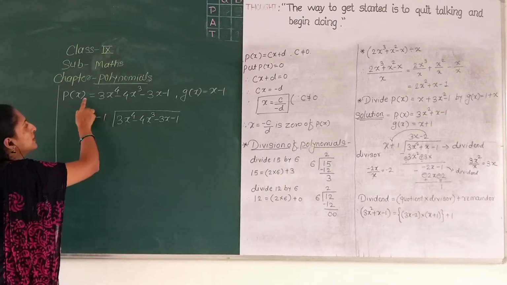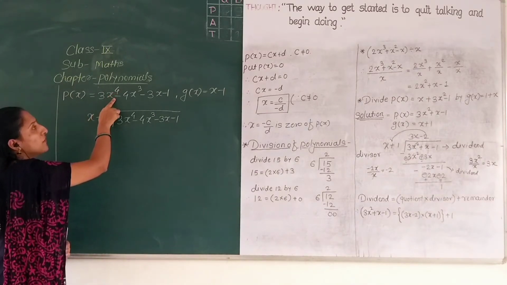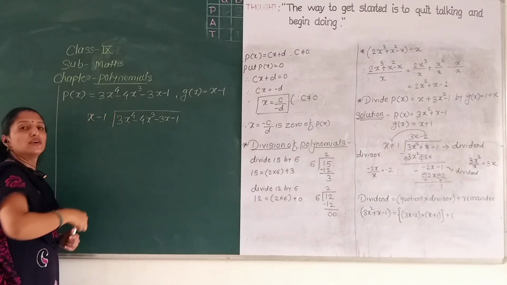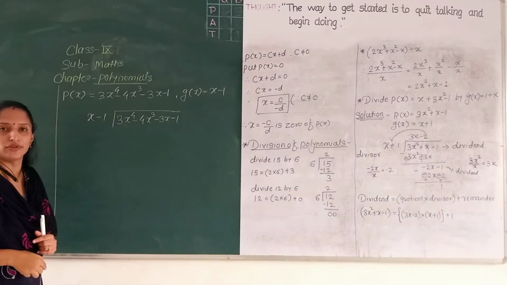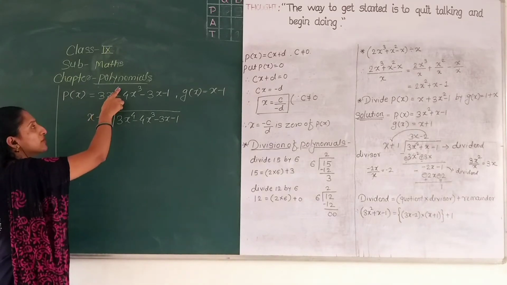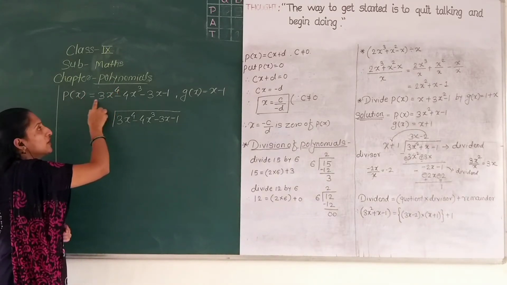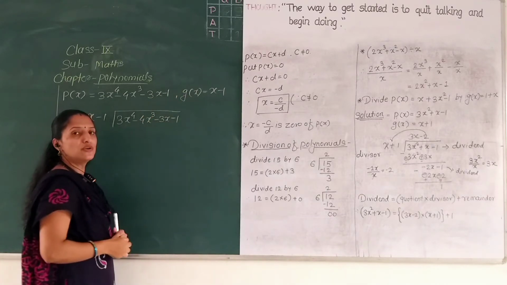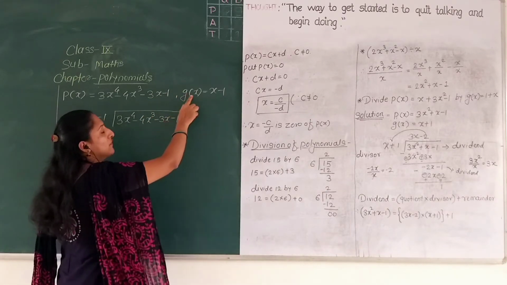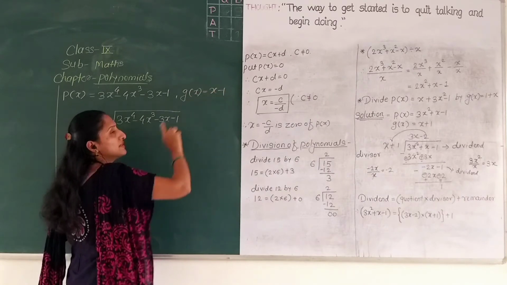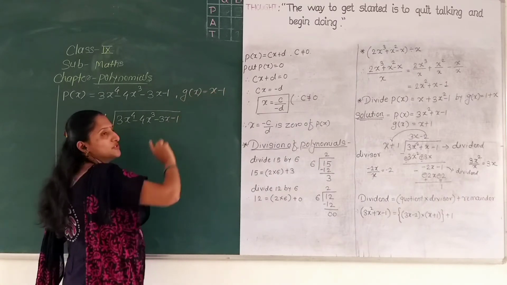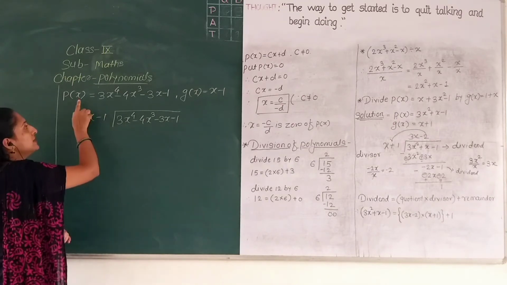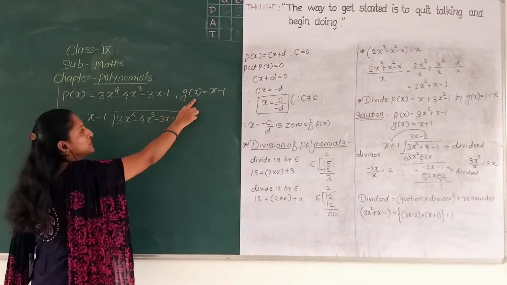Okay, now look here. The degree of the polynomial p of x is 4. Degree is the highest power of the variable in the polynomial. Here the highest power of the variable is 4, so the degree of p of x is 4. And g of x? g of x is equal to x minus 1. That means the degree of g of x is 1. Okay, so now we have to divide p of x by g of x.